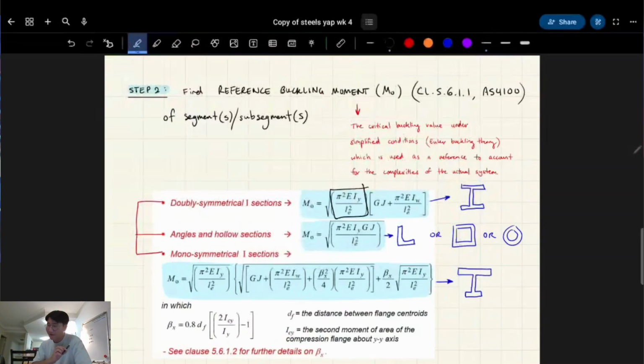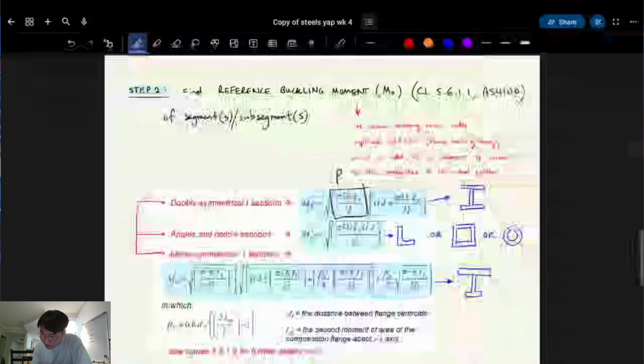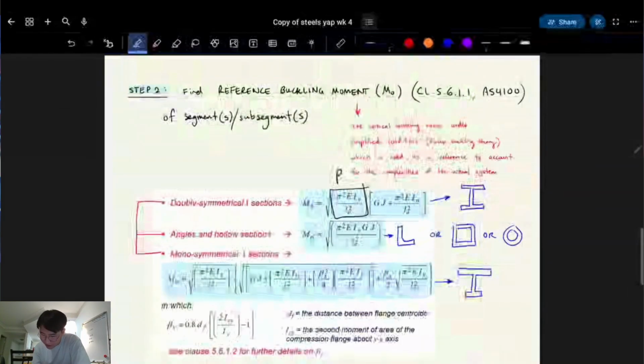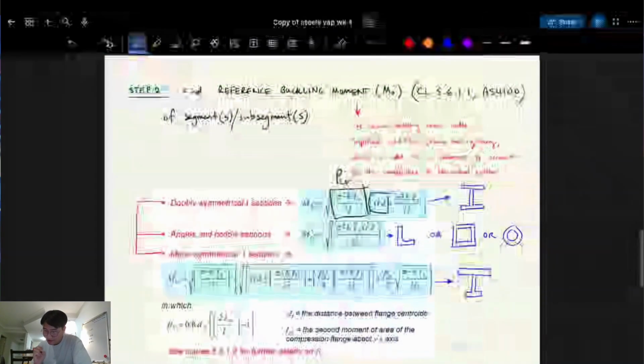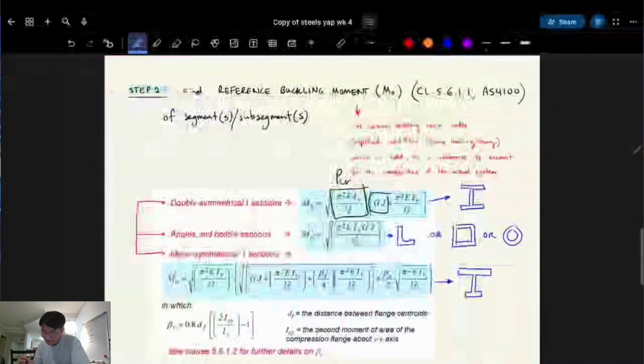So the part that should look quite familiar is this. That's the buckling formula. That's your P, what do they call it, critical, I think. That's your critical load, right? So that's the load, and then you multiply by this.